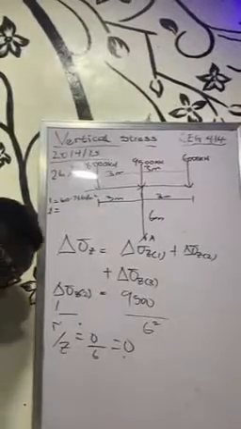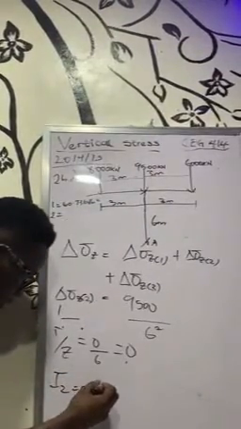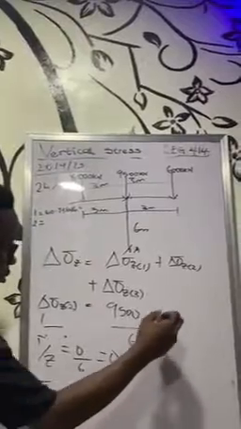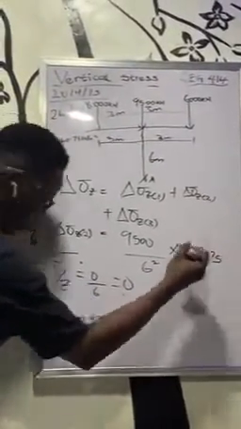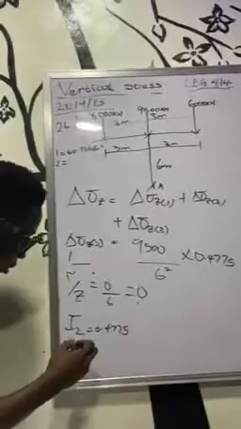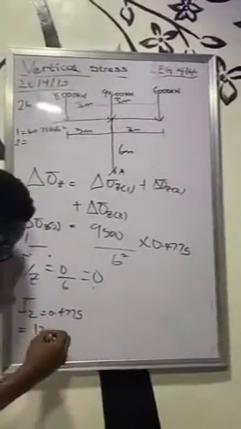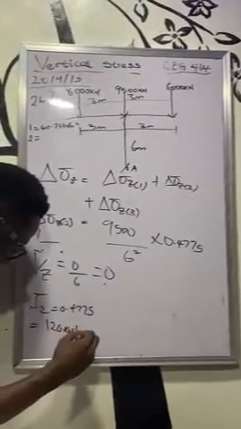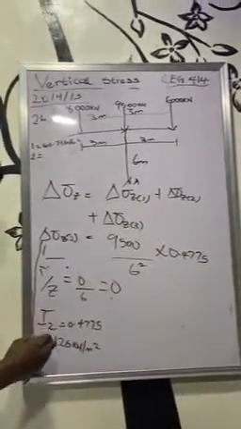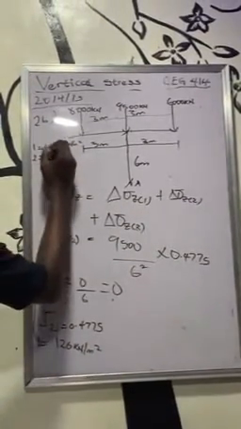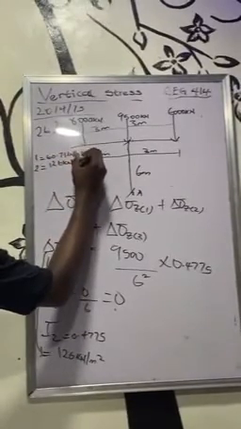Checking the influence factor at 0, I2 should be 0.4775. Just multiply this by 0.4775, and you get your change in vertical stress of 126 kilonewton per meter squared. This comes down all the way here. So let's just store this somewhere. 126 kilonewton per meter squared.